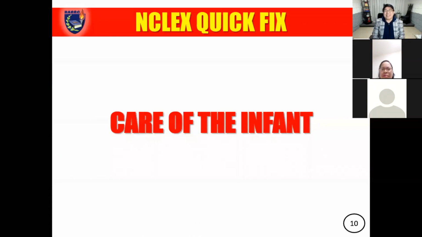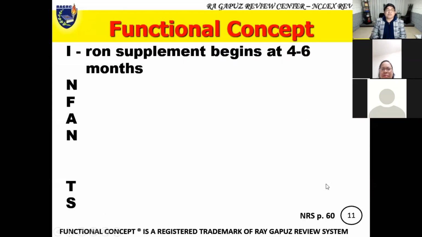Way to go. Okay, so let's talk about care of the infant, in terms of the things that we need to assess the infant for. Pay particular attention to this. Iron supplement should begin at 4 to 6 months. You begin with cereals or egg yolk. And then no choking hazards. Common choking hazards for them would be hot dog, grapes. So no choking hazards, don't feed them with hot dogs.